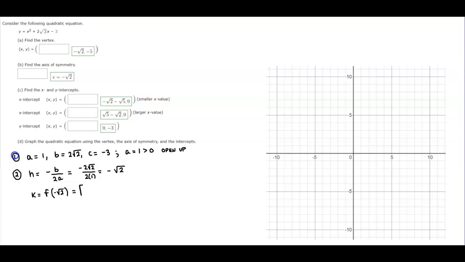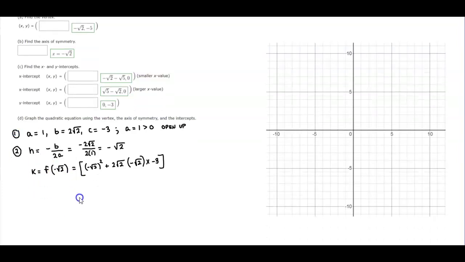So in our function, we're going to plug in the negative square root of 2 for x, and we're going to square it here. And then this is plus 2 times the square root of 2 times negative square root of 2. And that's x, and that's minus 3. Okay, so let's go ahead and simplify here. When we square negative square root of 2, it's going to give us a positive.